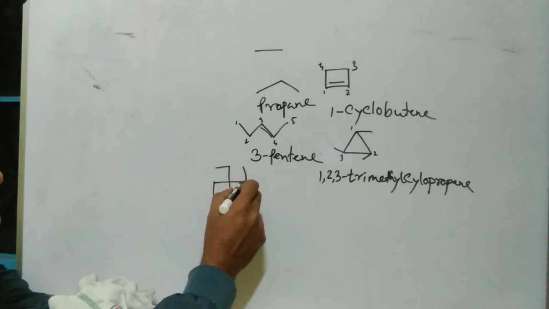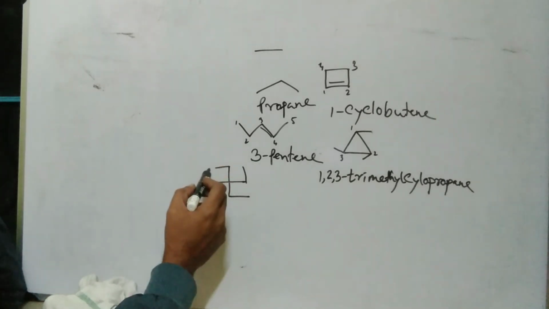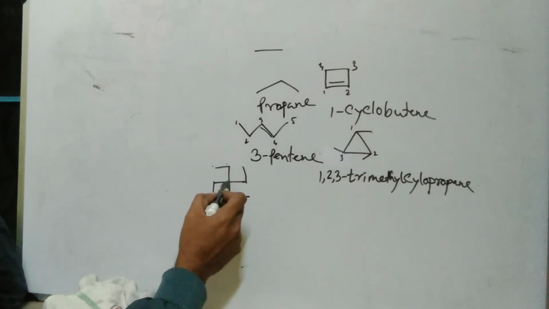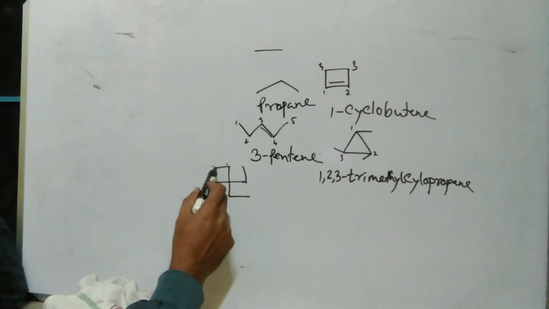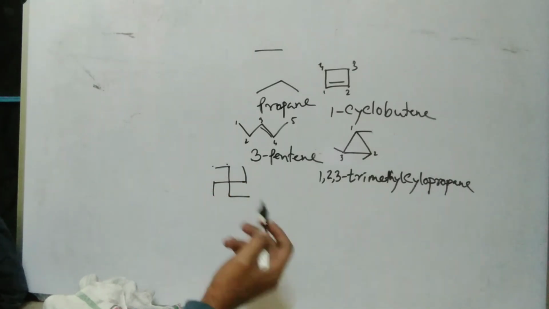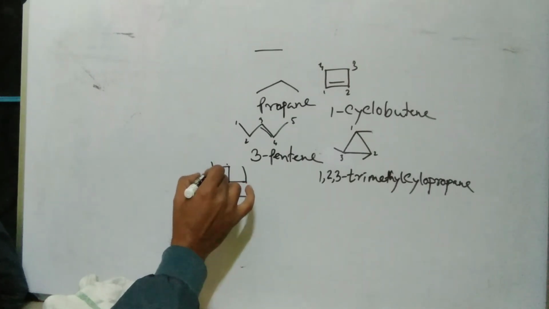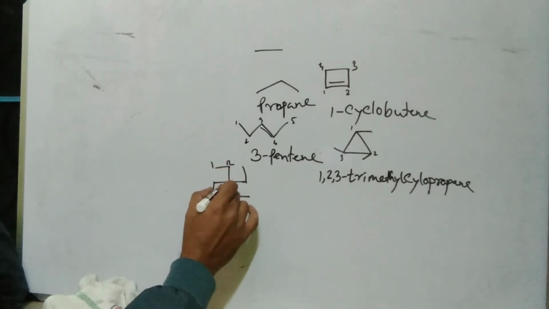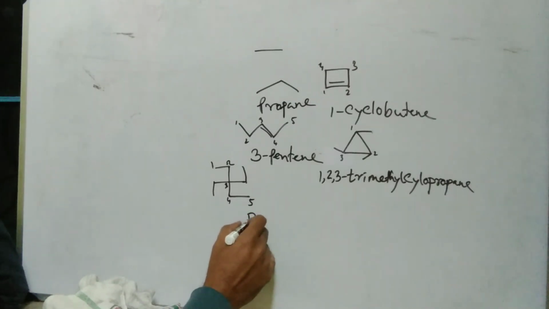What will be the name of this molecule? Okay, first we'll see what is the longest chain. Now if we start from here, 1, 2, 3, 4, 5. From any side, the numbering, the maximum number of carbons present in the longest chain is 5. So the molecule is pentane. 1, 2, 3, 4, 5. The molecule is, of course, pentane.